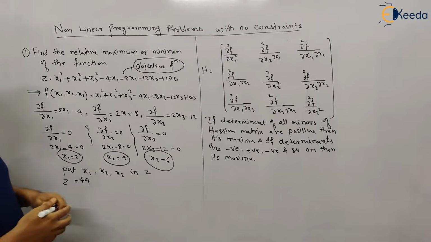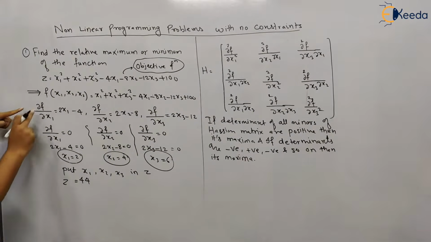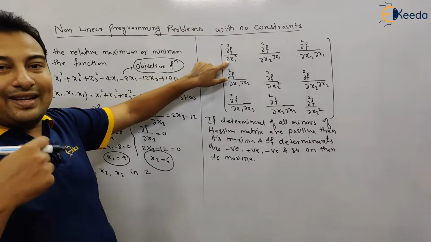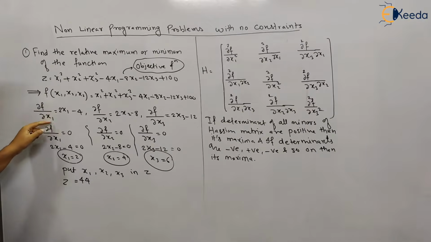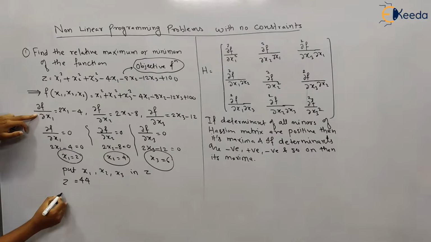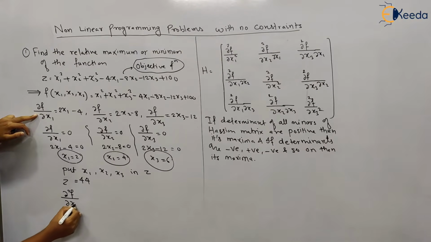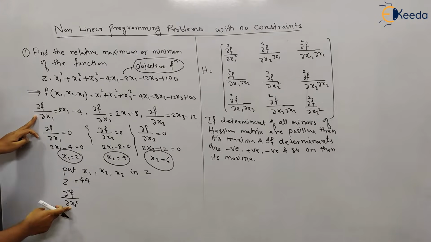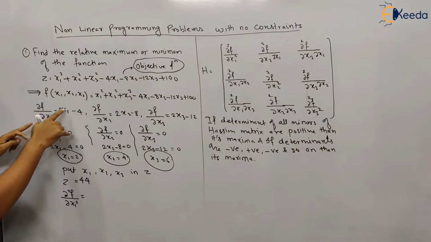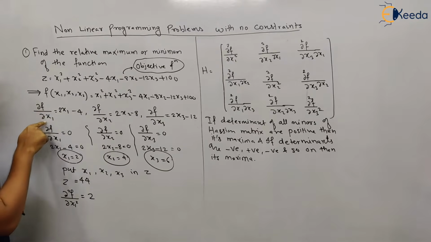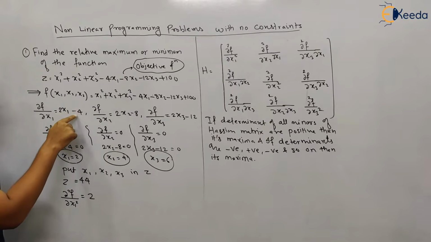So let's take what we want. See here, this is ∂f/∂x1, and what we want is ∂²f/∂x1². That means we need to differentiate ∂f/∂x1 one more time with respect to x1 to get ∂²f/∂x1². So differentiating once again with respect to x1, that is 2, since 2 is the derivative and the derivative of minus 4 is 0.